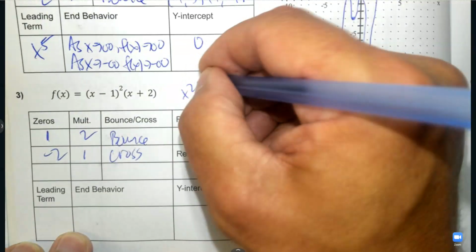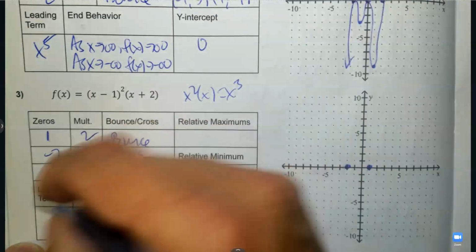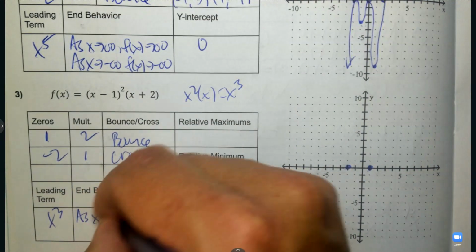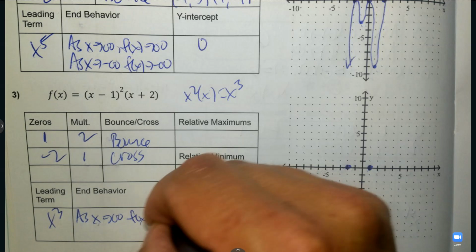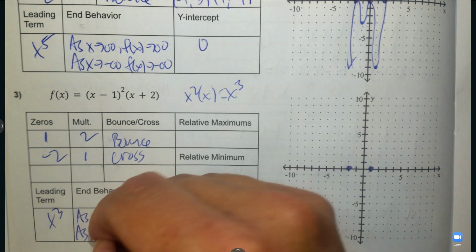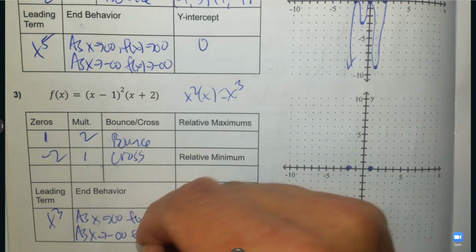So it's x squared times x. So that means the right end goes up and the left end goes down.